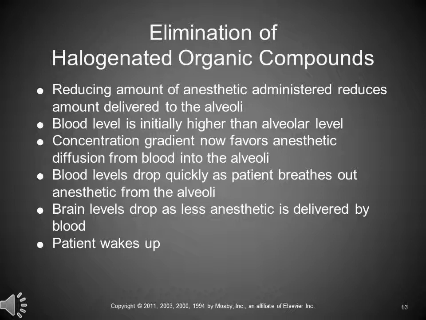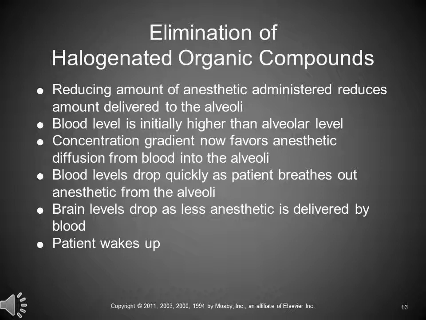There's higher levels in the blood. We turn the machine off. There's none in the alveoli. It'll move from an area of high concentration to low concentration, out of the circulatory system, into the alveoli, and then out of the body. Blood levels will drop quickly as the patient breathes out anesthetic from the blood to the alveoli, out the tube, into the machine.